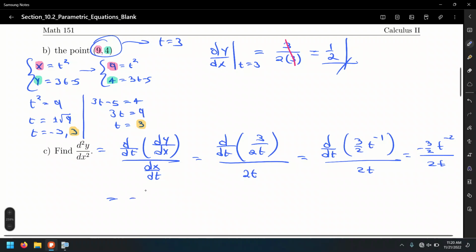So number 1, we have this -3/2, but dividing by 2 is the same as multiplying by its reciprocal, which is 1/2. And what are we going to have here? 1 over t squared, which is the one we sent to the denominator with positive exponents, and multiply by t. And well, that's going to leave us with -3/4 times 1 over t cubed, and just clean it up by writing into a single quotient. And that's how we find the second derivative.